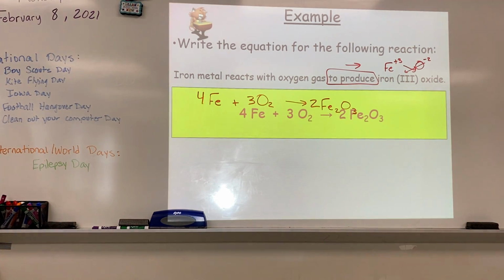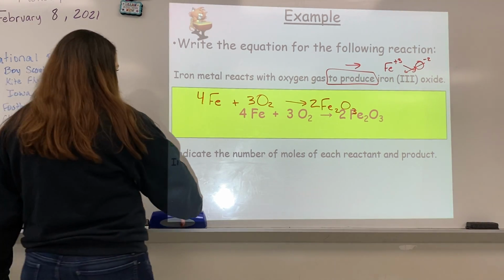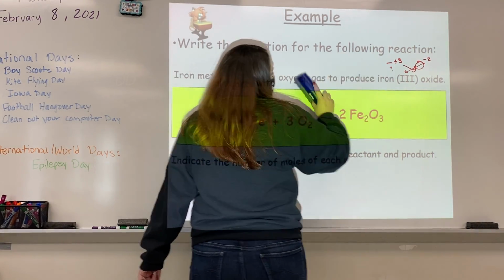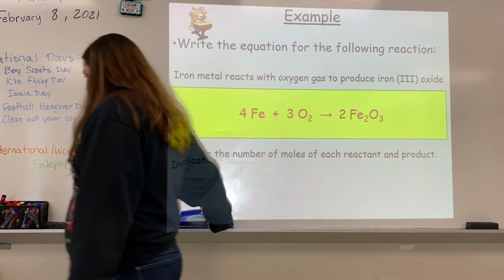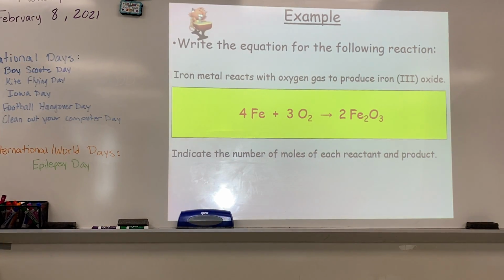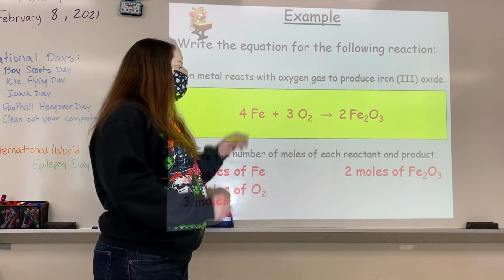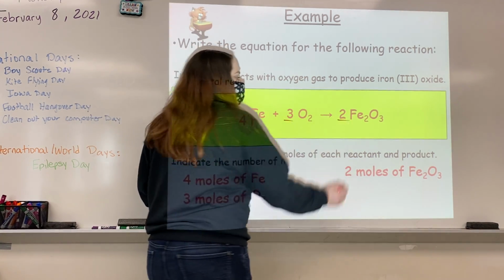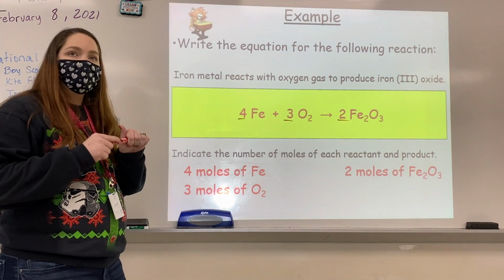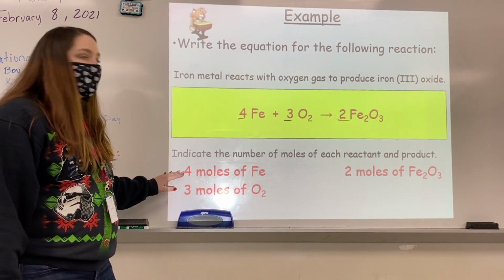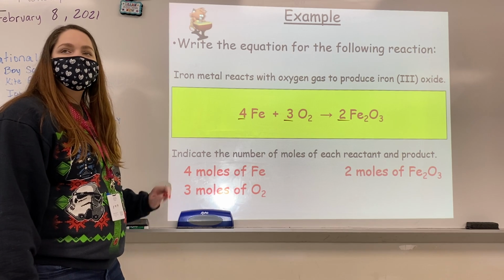So now, what are my number of moles of each of my substances? How many moles of iron do I have? 4. How many moles of oxygen do I have? 3. And how many moles of iron oxide do I have? 2. So, you need a balanced chemical equation because you need to get your coefficients. Your coefficients come from your balanced chemical equation. Your coefficients tell you how many moles of each of your substances you have.